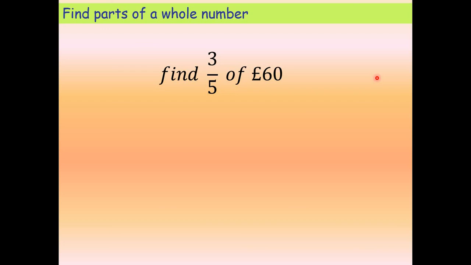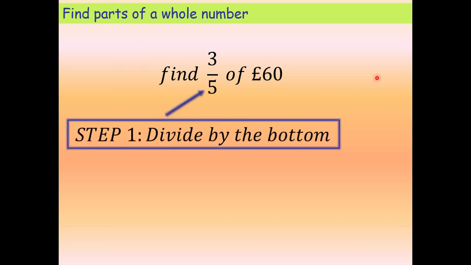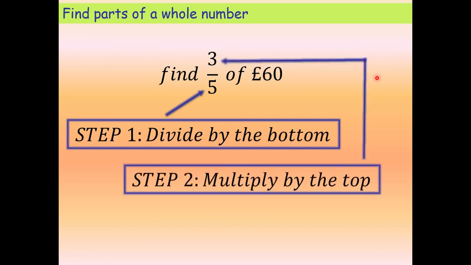Find 3/5 of £60. So step 1, we divide by the bottom number, the denominator, and then we multiply by the top. Now this is the really important bit. If you can remember these 2 steps, you're going to be able to work out fractions of any number. So we take our number, step 1, we divide by the bottom and then multiply by the top. And the answer to that would be 60 divided by 5 and then multiplied by 3 gives us 36. 3/5 of 60 is 36.